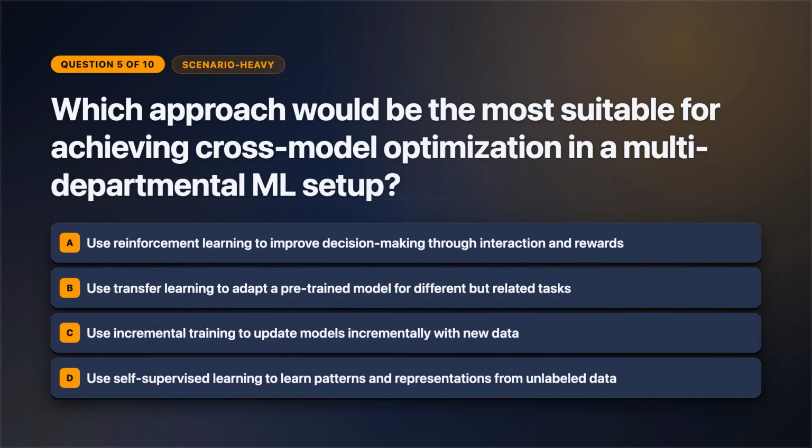Next up, question 5. Keep the constraints in view. Which approach would be the most suitable for achieving cross-model optimization in a multi-departmental ML setup? Select one answer. Review the answer choices on screen.